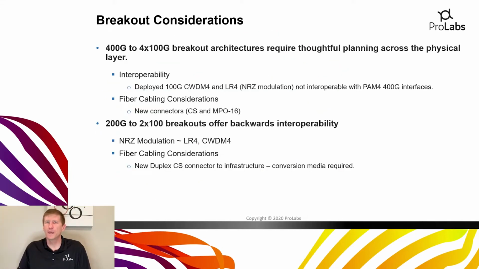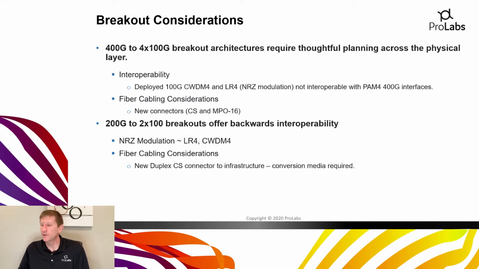So as you're deploying 400 gig, there's a few things to keep in mind with the breakouts or your aggregation or whatever you want to call it. The 400 gig to 4x100 gig breakout architecture really does require some thoughtful planning across the entire physical layer. Consider interoperability. Currently deployed 100 gig CWDM4 and LR4, so NRZ modulated transceivers, are not interoperable with PAM4 400 gig interfaces. That's a very big point to keep in mind.